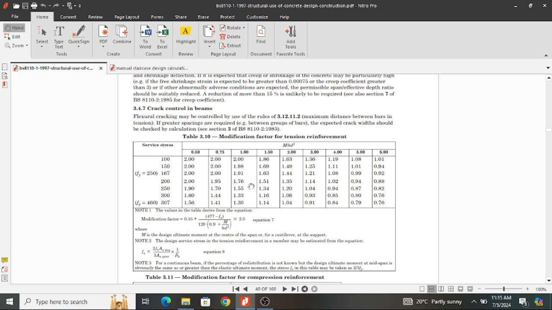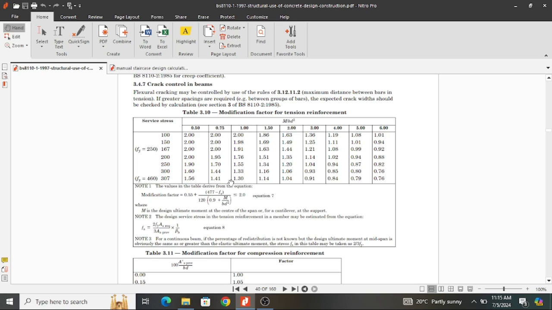So you could also read this from the table. If you get M over bd squared and you have your fy as 460, you could read the values from the table. But where M in this formula is the design ultimate moment at the center of the span, or for a cantilever at the support. So this is where the moments are greatest. But for our case, since it's simply supported, our maximum moment is at the center.